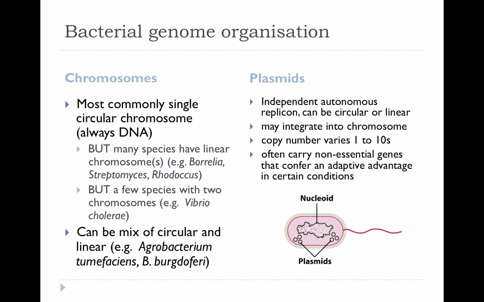Many bacteria have plasmids, independent replicons that can replicate separately from the chromosome. They may have a copy number that is different from the chromosome, so there may be many more copies of the plasmid than there is of the chromosome. In some cases, they can jump into the chromosome, integrate into the chromosome, and sometimes that can be stable, sometimes it can be unstable.